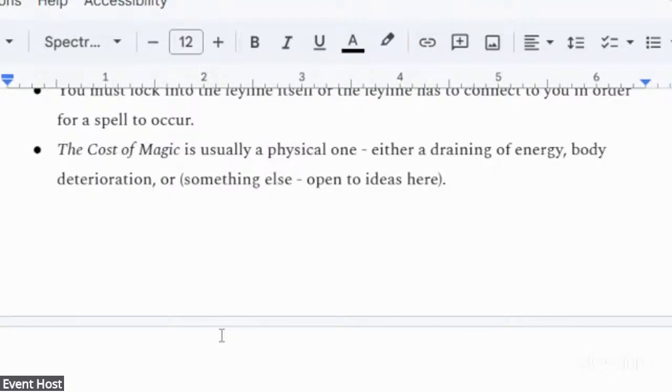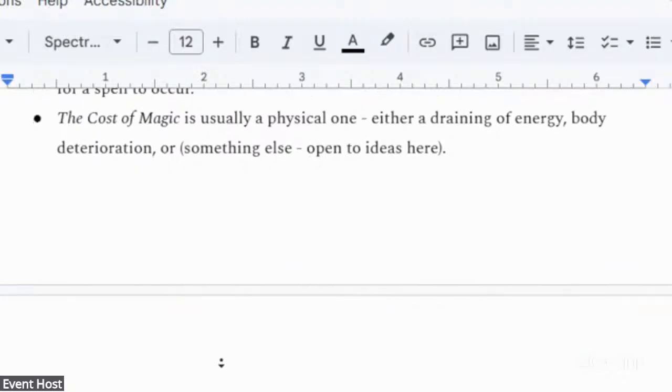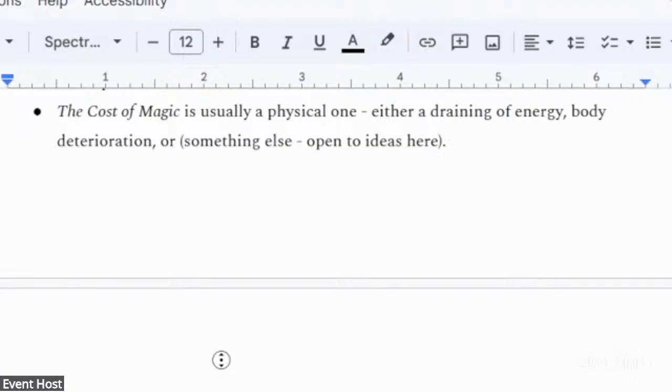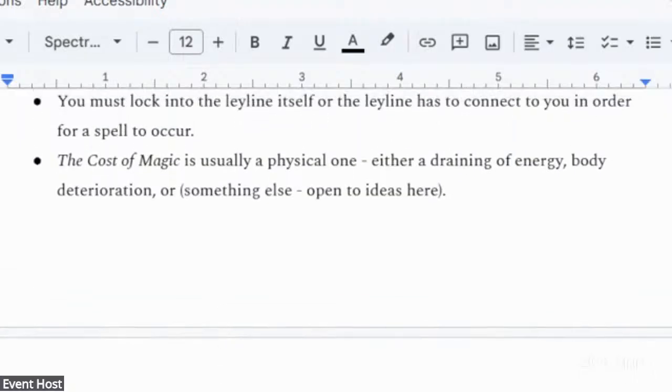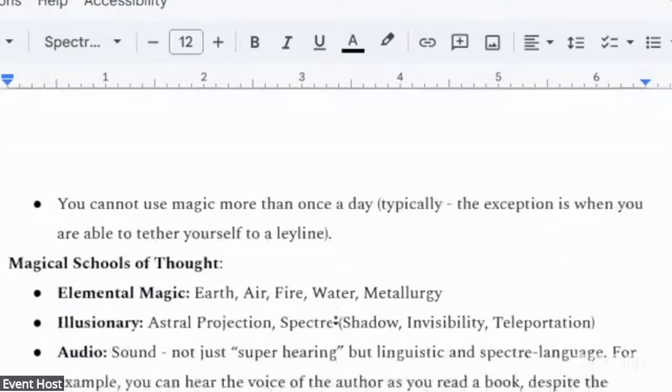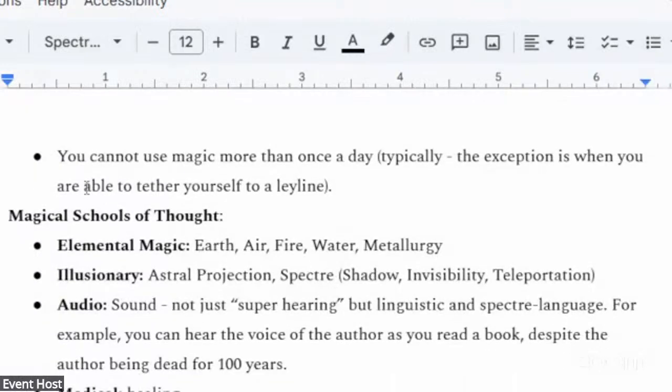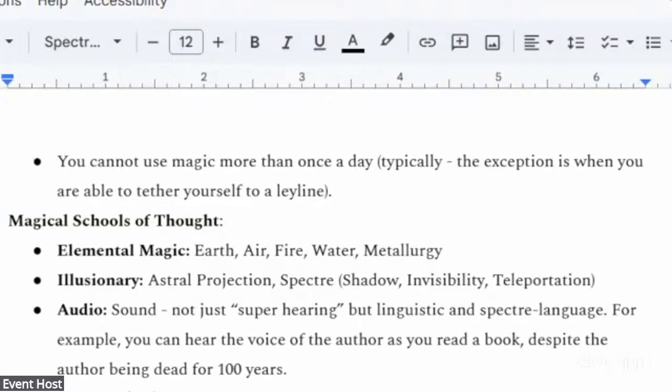So that's some of the limitations I'm thinking of. In terms of the cost of magic, whenever somebody uses it, there is a physical cost. Not only does it drain your energy, it could also cause body deterioration. That's what I really need help with: what kinds of costs of magic are there beyond just, oh, you're going to be really tired or really weak, or you're going to fall down? Could I possibly work with that? That would be interesting to play with.